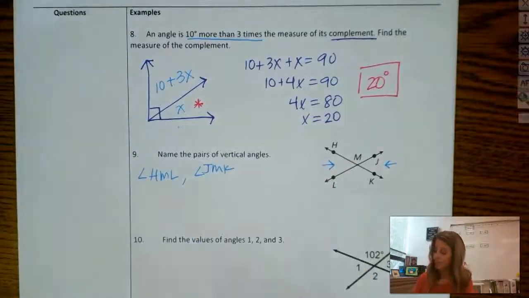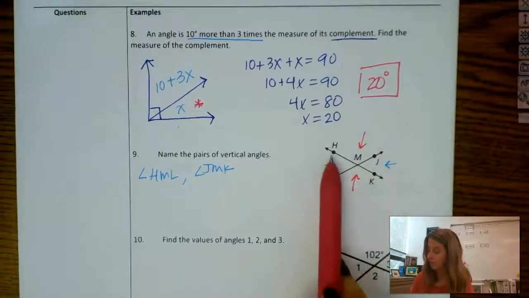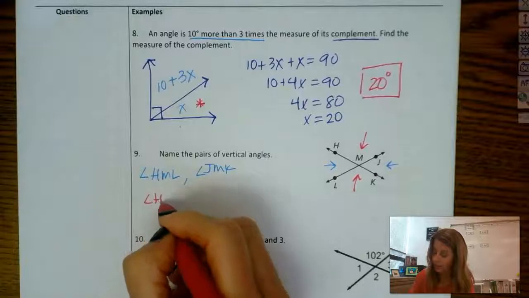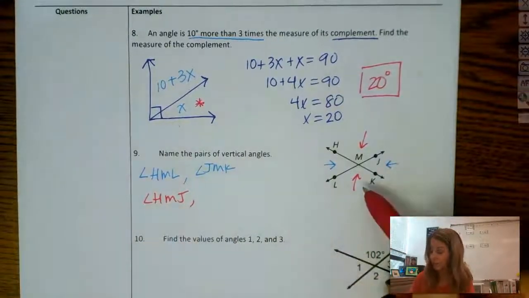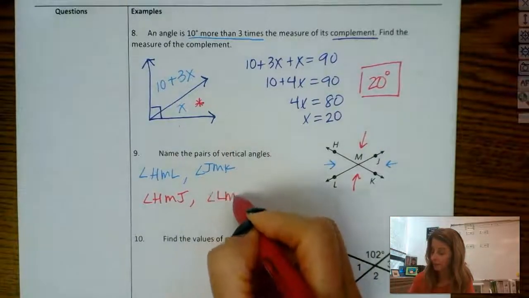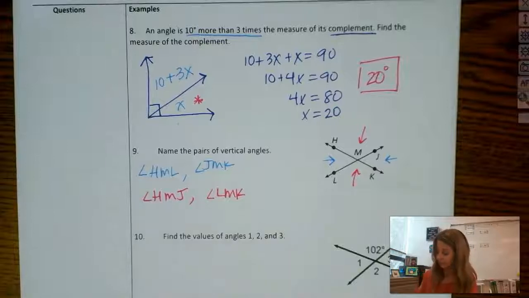Okay, one pair. Second pair would be the top and the bottom. I'm going to call the top one angle HMJ. And it goes with the bottom, angle LMK. And the other property is we know they're equal. So we will use that to fill in missing pieces.